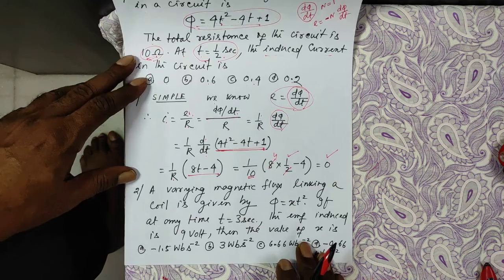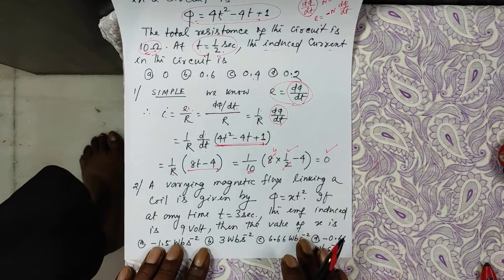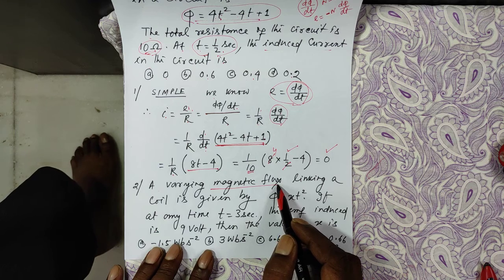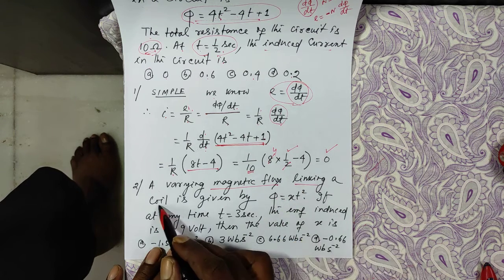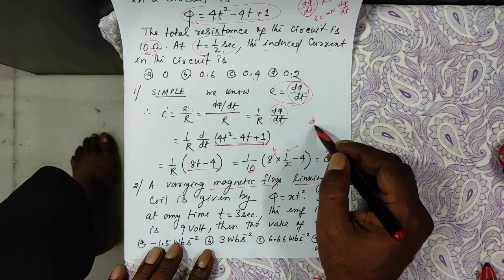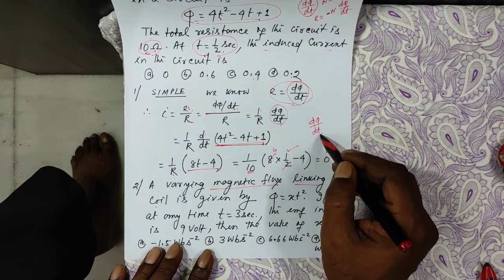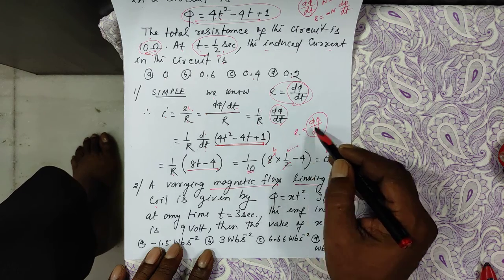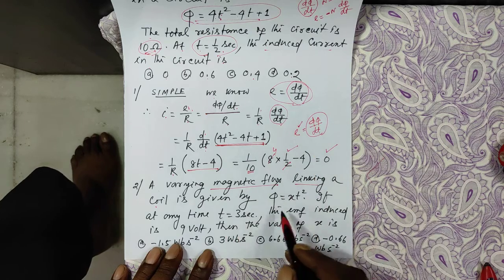Now let us go to the second numerical. A varying magnetic flux means magnetic flux is changing. Linking a coil means the flux associated with the coil, magnetic flux is changing. Means d phi by dt. Since this is changing with respect to time and this was your EMF, therefore there is an EMF induced.